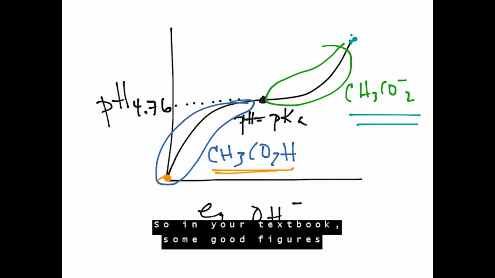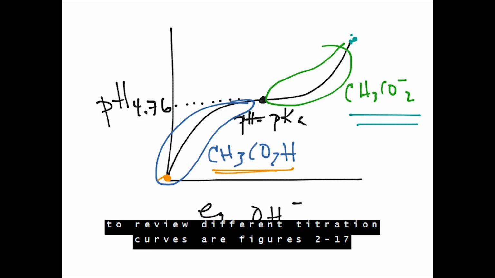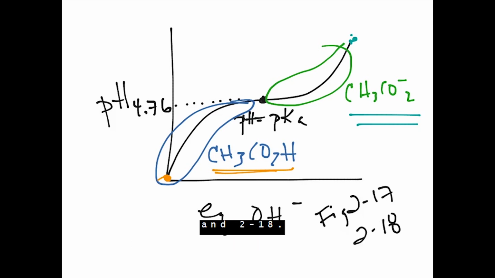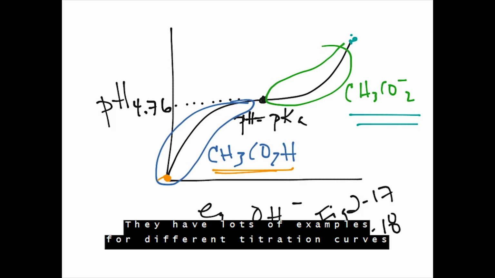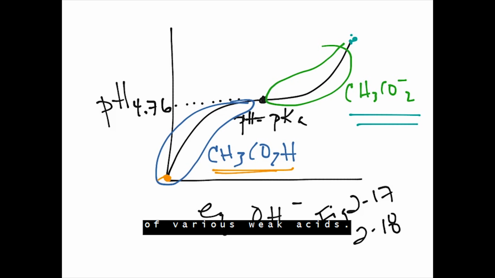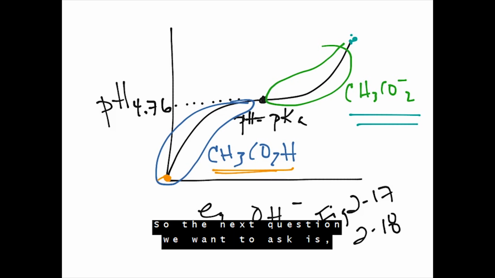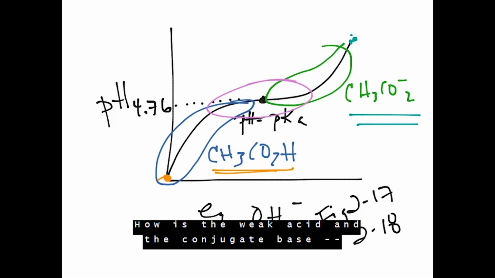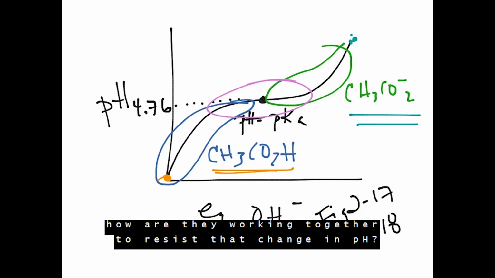So in your textbook, some good figures to review different titration curves are figures 217 and 218. They have lots of examples for different titration curves of various weak acids. So the next question we want to ask is, why is it in this buffering range where you have this flat region, why is it so hard to change the pH? How are the weak acid and the conjugate base working together to resist that change in pH?